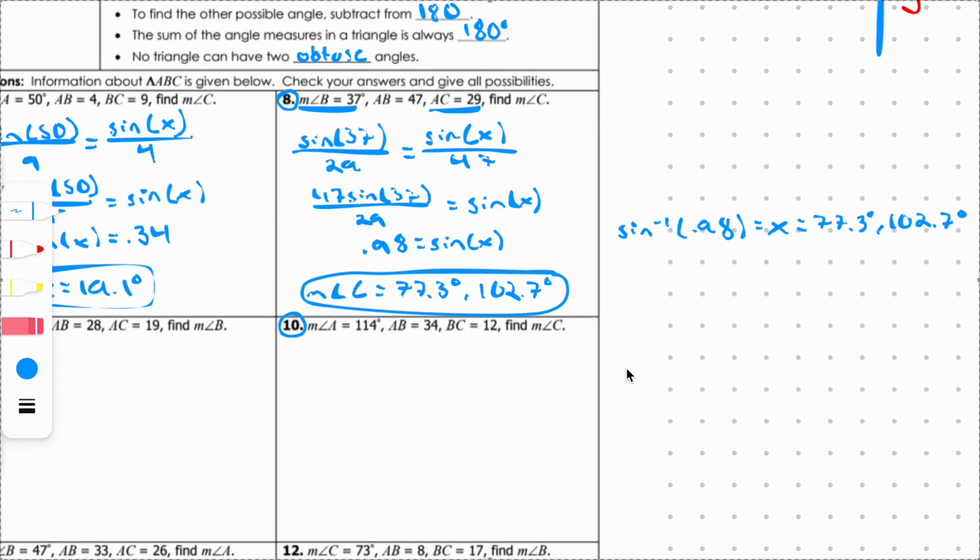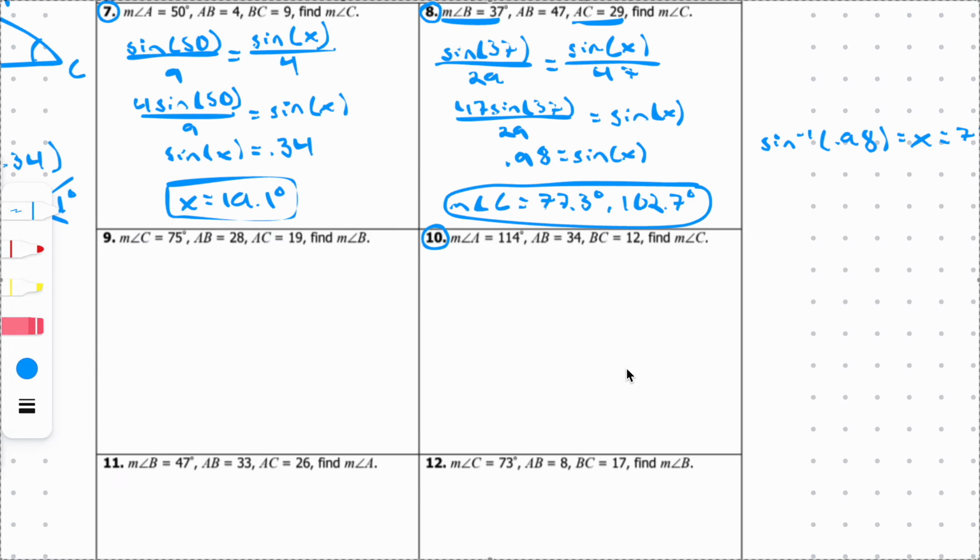Great. Okay, now let's do problem 10. Okay, so we're given that the measure of angle A is equal to 114 degrees. We're given that side AB equals 34, side BC equals 12, and we're trying to find the measure of angle C.